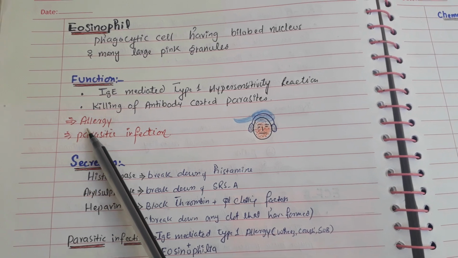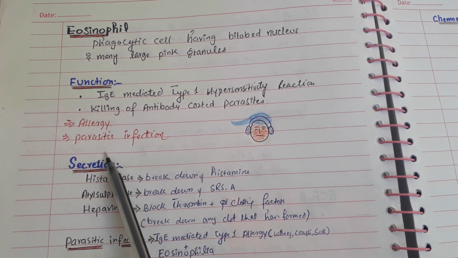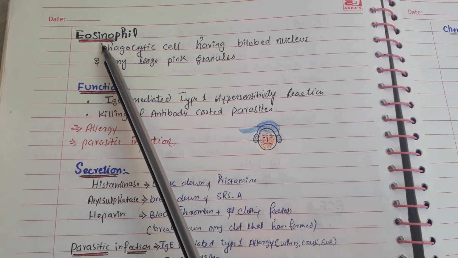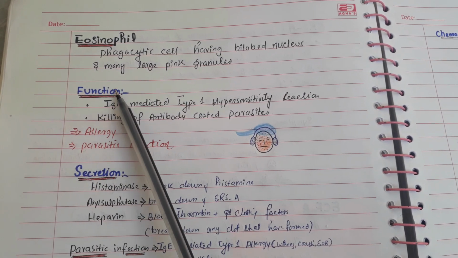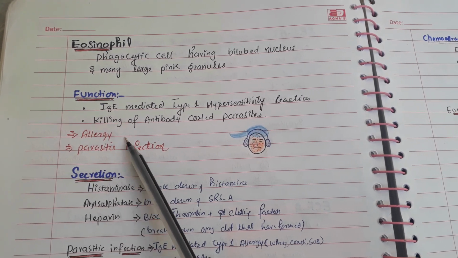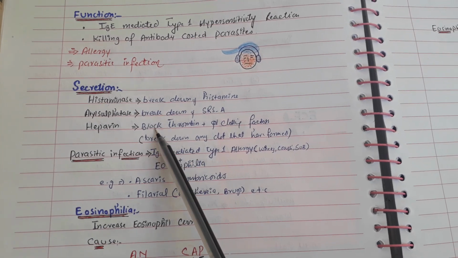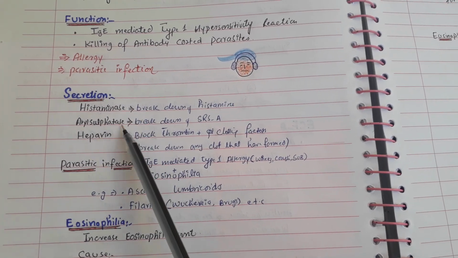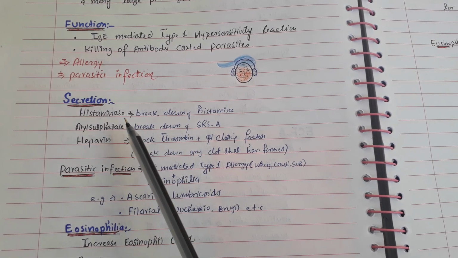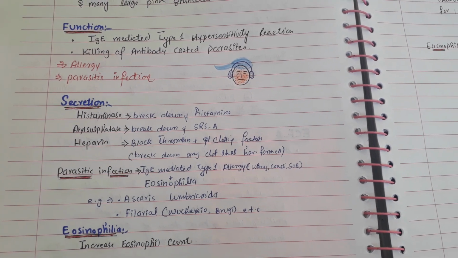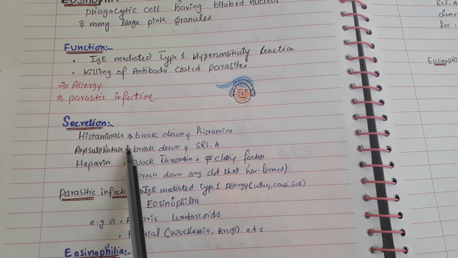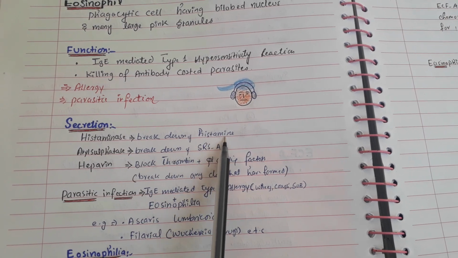Now, it has two functions: allergy and parasitic infection, because in parasitic infection our body will produce eosinophil and also IgE antibodies. So eosinophil is important for allergy, type 1 hypersensitivity reaction, and parasitic infection. As I already explained in the last video, histamine will invite eosinophil into an area of allergy. Then eosinophil is going to secrete histaminase, which will break down the histamine.